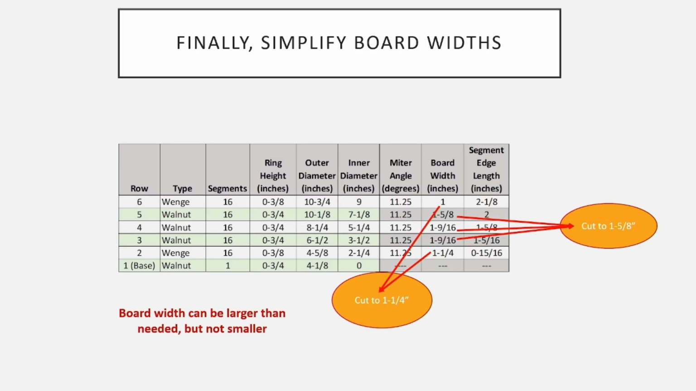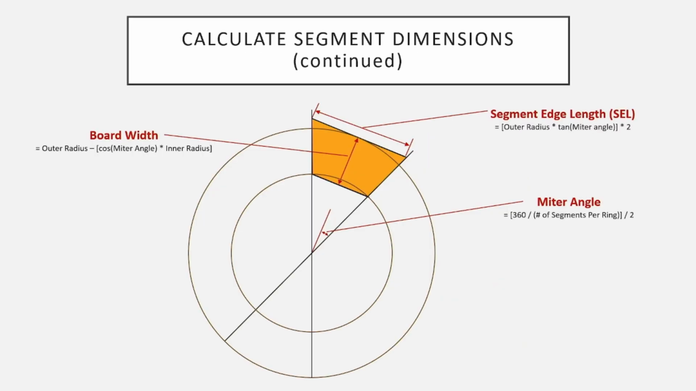So the final step here is you go through this and you simplify that board width. If I go back to this picture, if the board width is a little bit bigger than it needs to be, that just means you're going to cut away a little bit more material with your lathe on the inside of the bowl. So the board width can be bigger, not smaller, but it can be bigger.